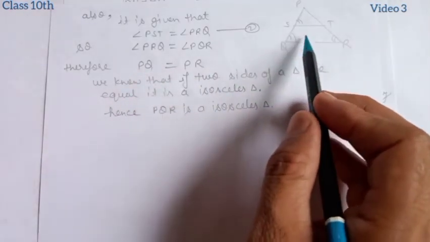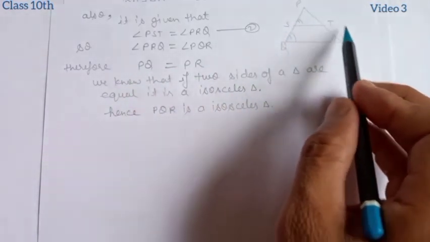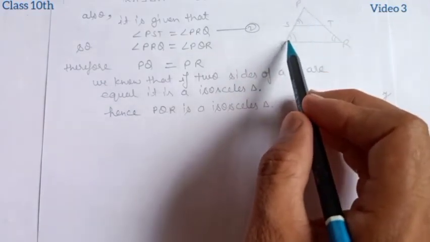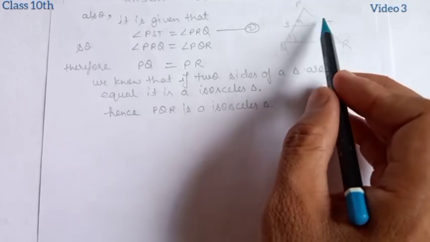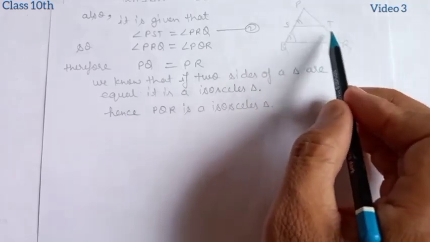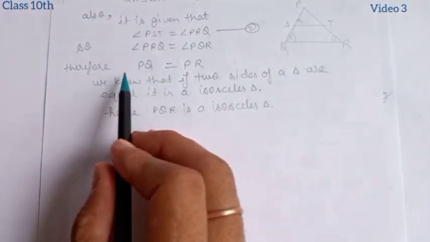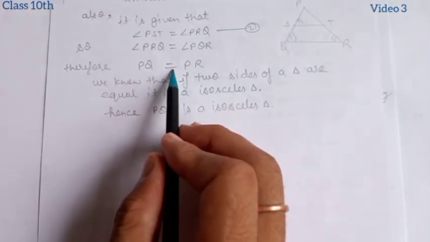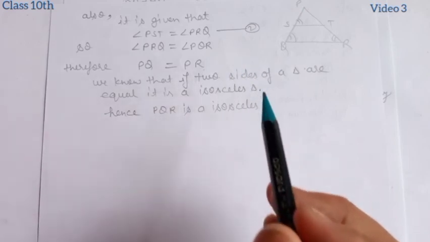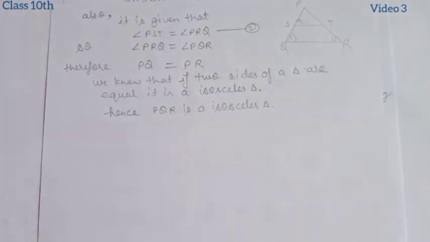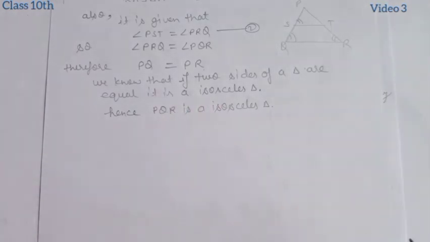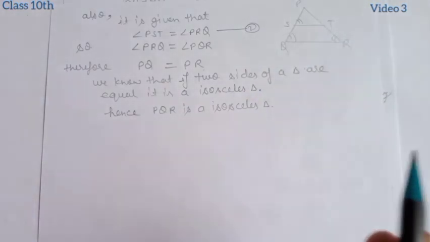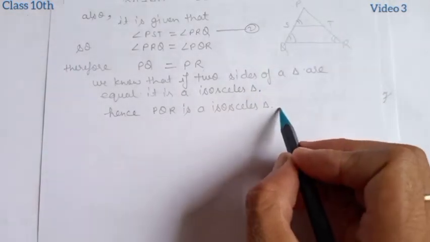So if you know that two angles are equal in a given triangle, that means the sides opposite to those angles are equal. What is the opposite side of this angle? This one and here. So we know that PQ equals PR, which we obtain from here. So students, we know that if two sides of a triangle are equal, it is an isosceles triangle. Hence PQR is an isosceles triangle, proved, students.